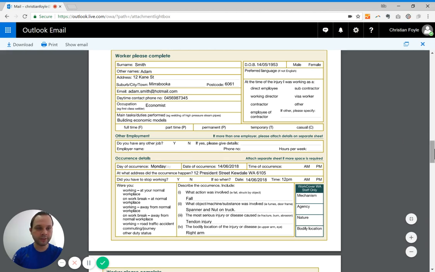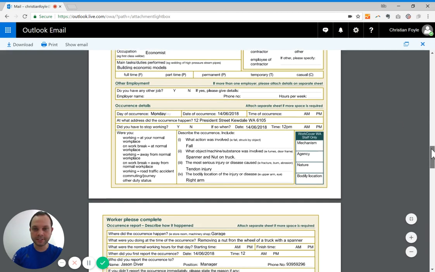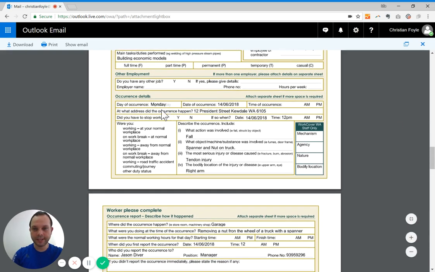Moving on down on the form, we get to the occurrence details. So you'll see here you have to state the day of the week that you were injured, the date, and the time of the occurrence. So in this one, I wasn't able to put in the time because the form didn't have a field, but you would normally say the time, say 11 o'clock a.m.